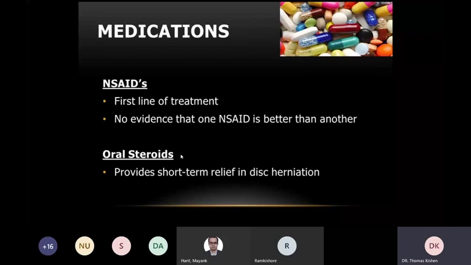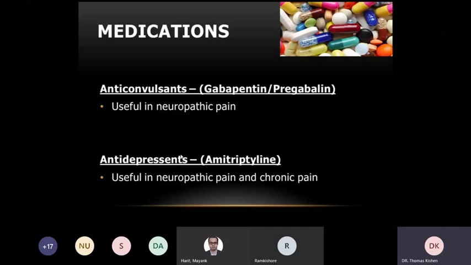Medications: NSAID is definitely the first line of treatment. I don't think there is any evidence that one NSAID is better than the other. I do try oral steroids in patients with cervical disc herniation, just because the complications associated with cervical nerve root blocks are slightly more than those associated with lumbar nerve root blocks. For lumbar disc herniation, I use nerve root blocks, but for my cervical disc herniations, I give them a tapering course of oral steroids, so that is an option too. Anticonvulsants like gabapentin and pregabalin are something that we use a lot for neuropathic pain, and so is amitriptyline.